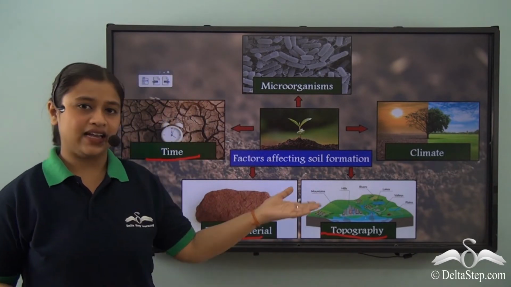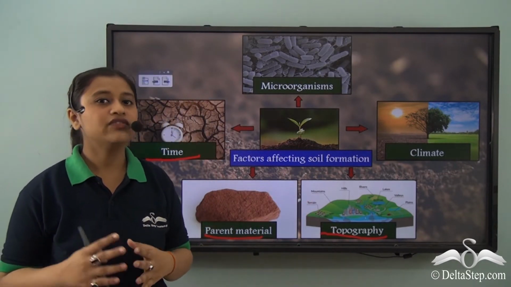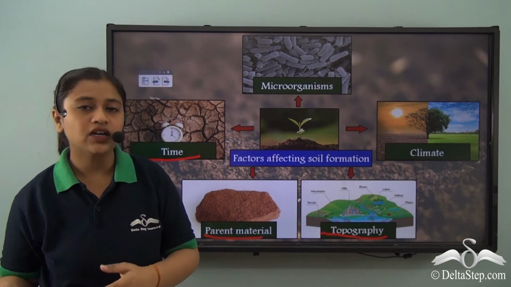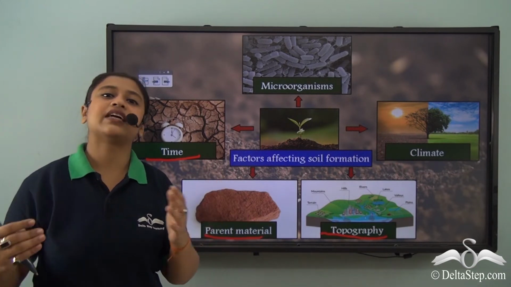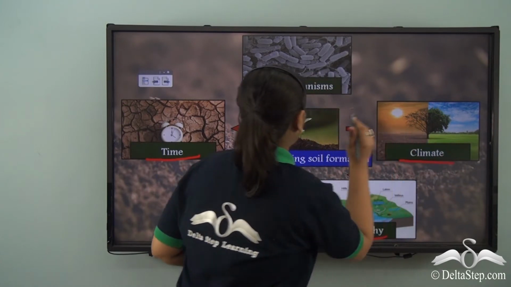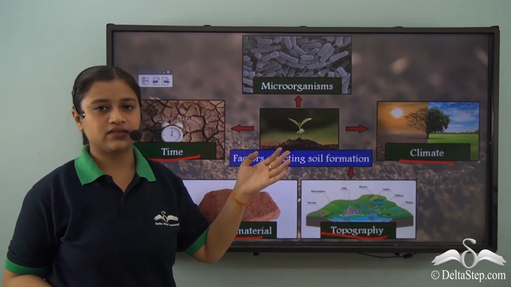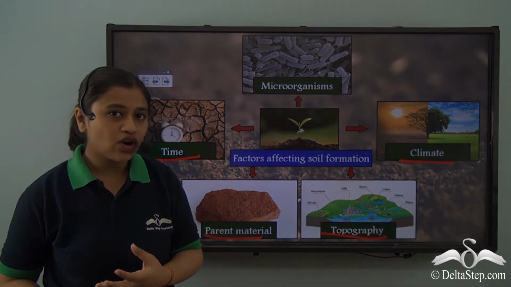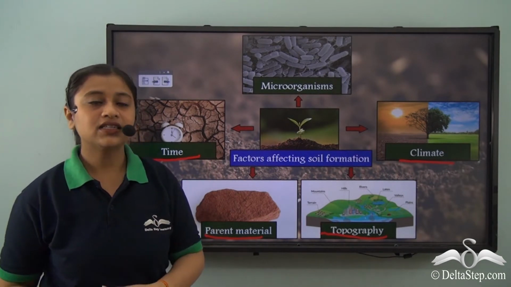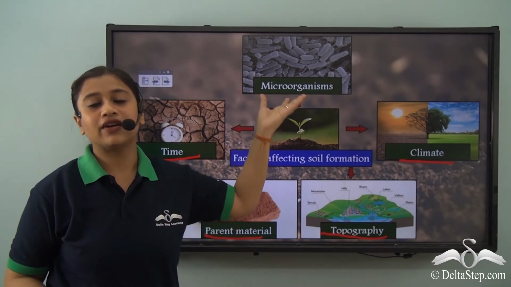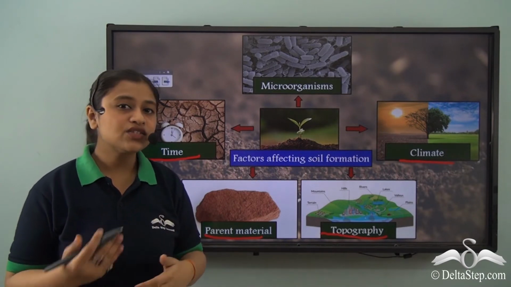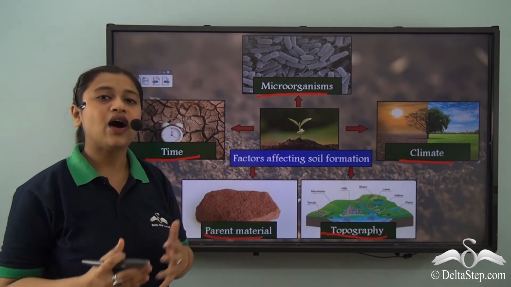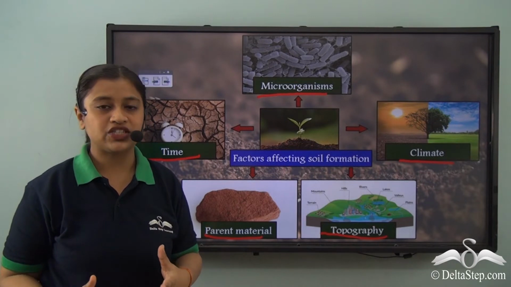Other than that, we have climate. Climate too plays an important role. The temperature changes and the type of climate in different parts of the world also play an important role in the different types of soil. And lastly, we have microorganisms. You remember we were talking about organic matter being an important part of the soil? Well, the formation of this organic matter is because of the presence of microorganisms in the soil. And how does it do that? We will learn about it. So let's learn how each factor influences soil formation in detail.